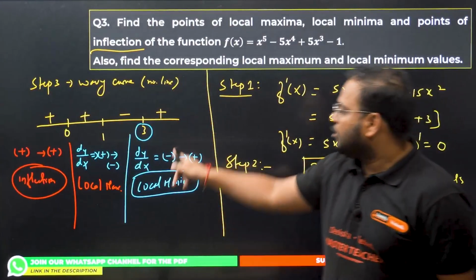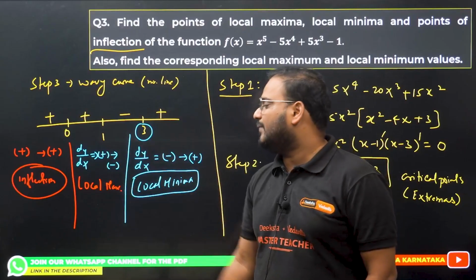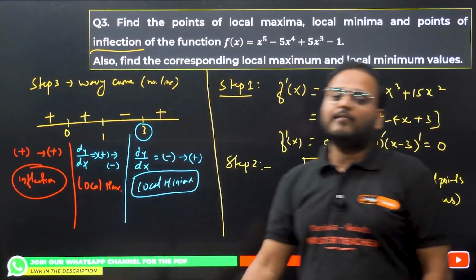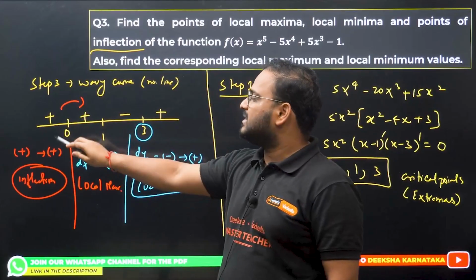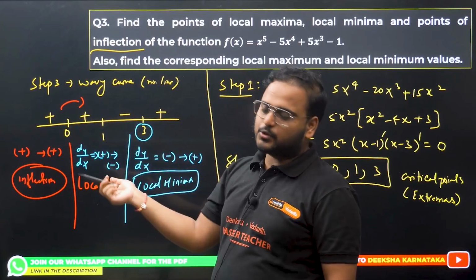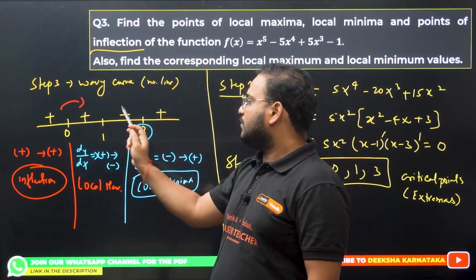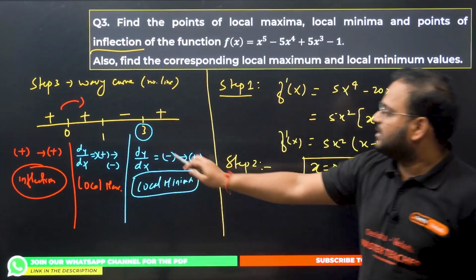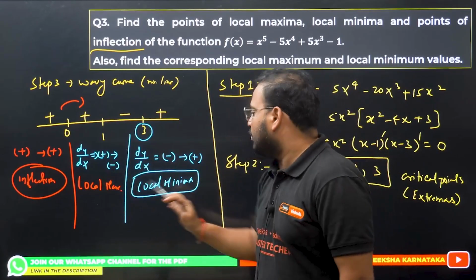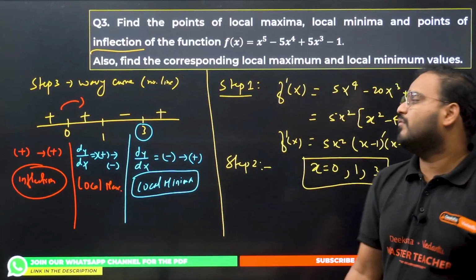So at point 3 you have local minima. At point 1 you have local maxima. At point 0 you have inflection, because sign changes from plus to plus. Before it is plus, after it is plus. In the case of point 1, plus to minus. In the case of point 3, minus to plus. You can see the sign changes for the derivative and get the result as local maxima, local minima and inflection. Now this is homework for all of you.